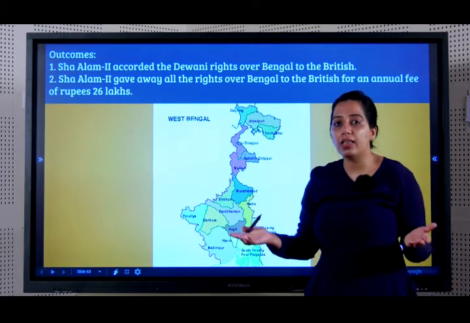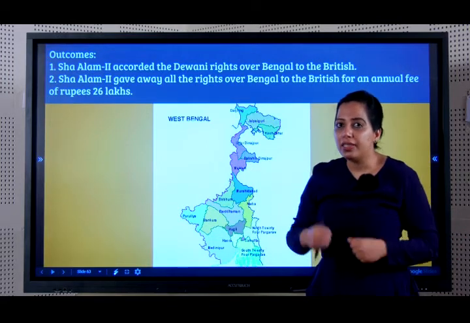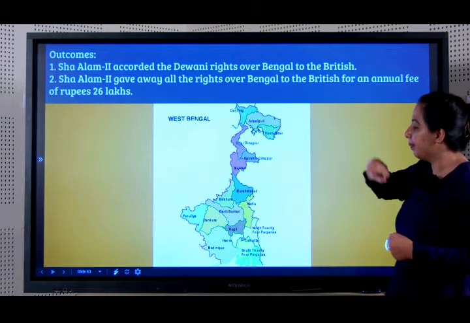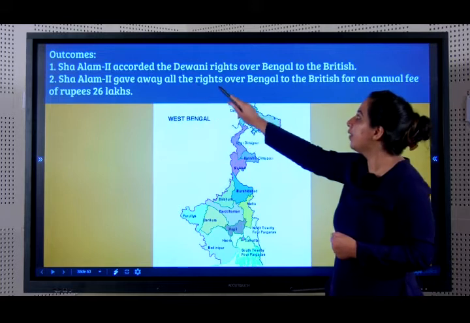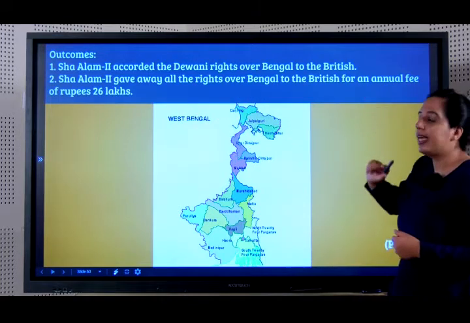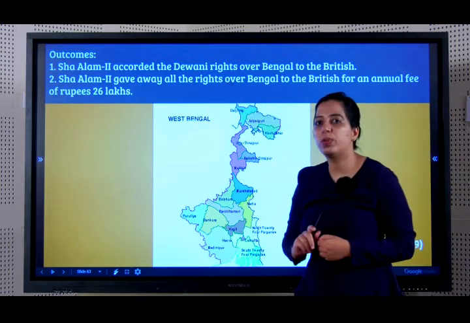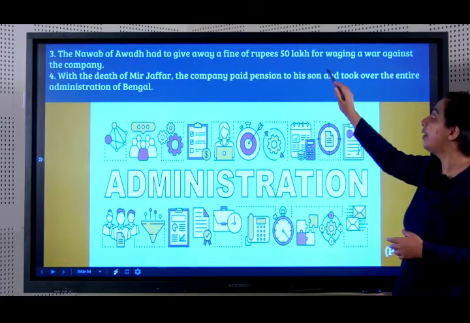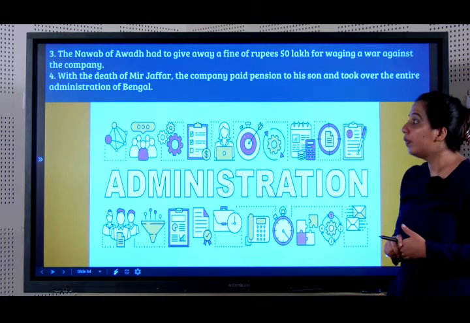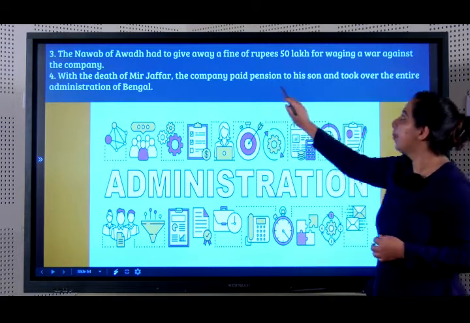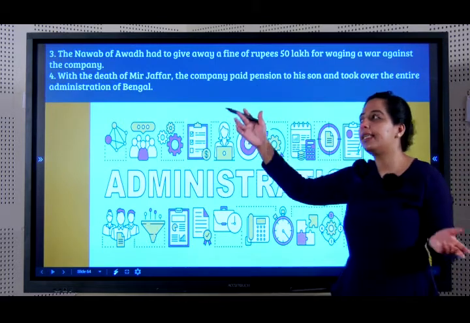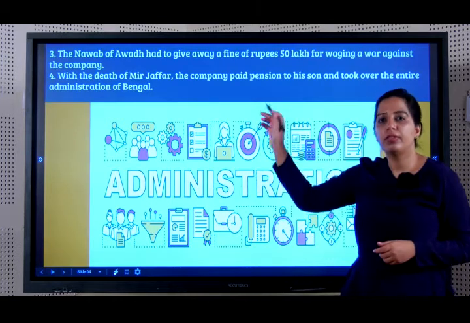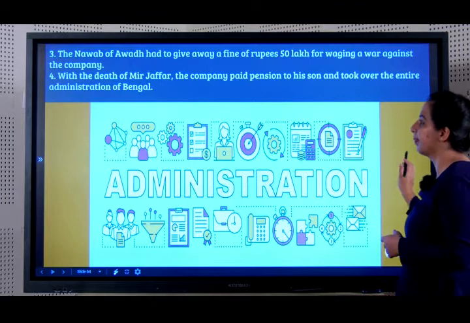So instead of the king, the Mughal ruler collecting the tax, the British will now collect the tax over the region of Bengal. Shah Alam II gave away all his rights over Bengal for an annual fee of rupees 26 lakhs. The Nawab of Awadh had to give away a fine of 50 lakh rupees for waging the war. Mir Jafar died. The company paid pension to his son and they took over the entire administration of Bengal. Guaranteed question from exam point of view, the outcomes of Battle of Buxar.